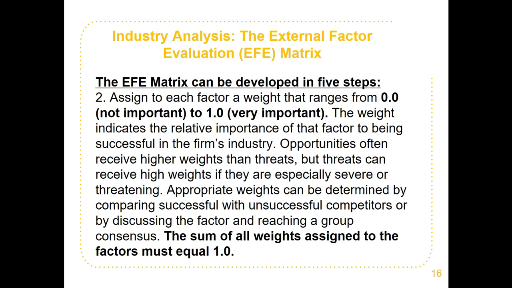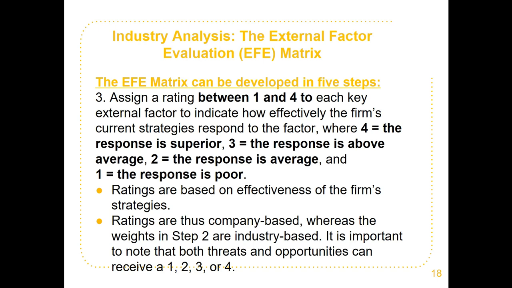0.0 means it's not important, and 1.0 means that it is very important. So how will you assign weights? You have to compare with the industry the business belongs to. For example, if you have a restaurant, you have to compare it with the food industry. And then for your step 3, you base your ratings within the company.